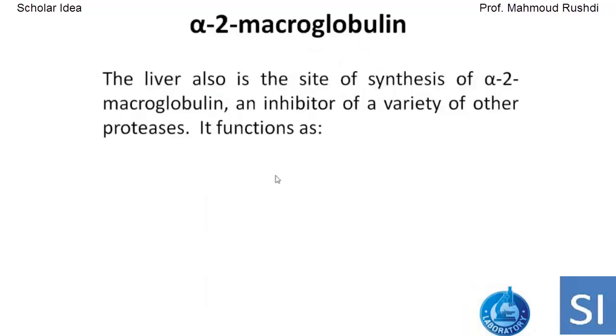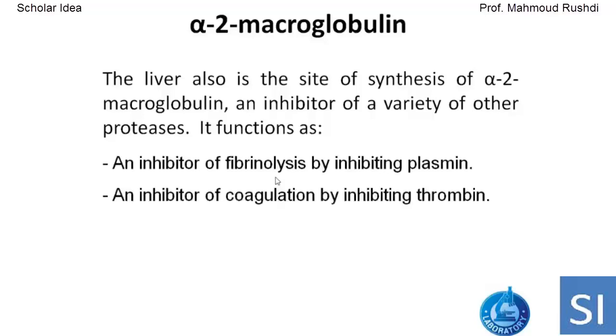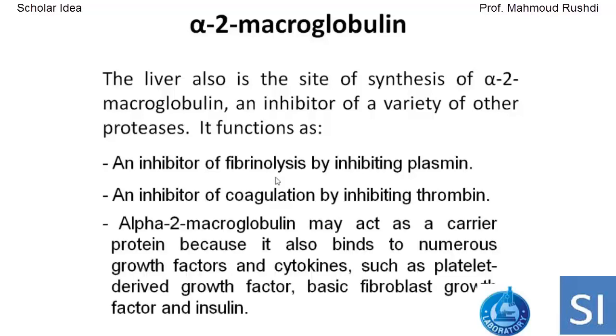Alpha-2 macroglobulin. The liver also is the site of synthesis of alpha-2 macroglobulin, an inhibitor of a variety of proteases. It functions as an inhibitor of fibrinolysis by inhibiting plasmin, and an inhibitor of coagulation by inhibiting thrombin. Alpha-2 macroglobulin may act as a carrier protein because it also binds to numerous growth factors and cytokines such as platelet-derived growth factor, basic fibroblast growth factor, and insulin.